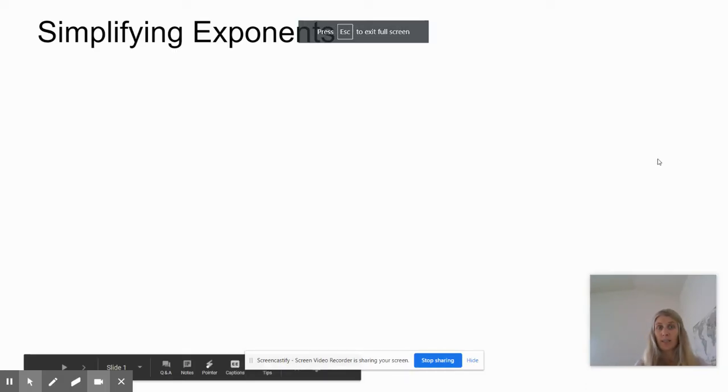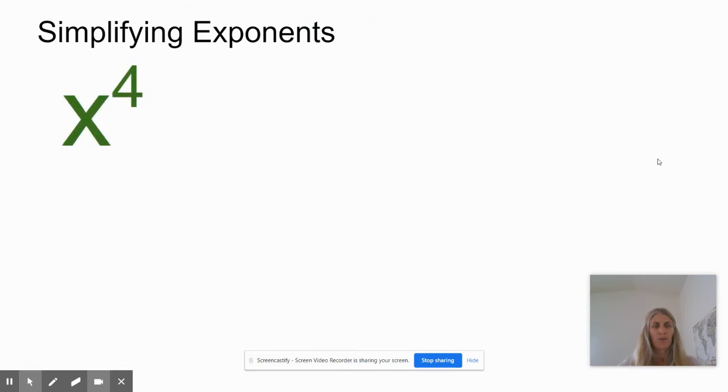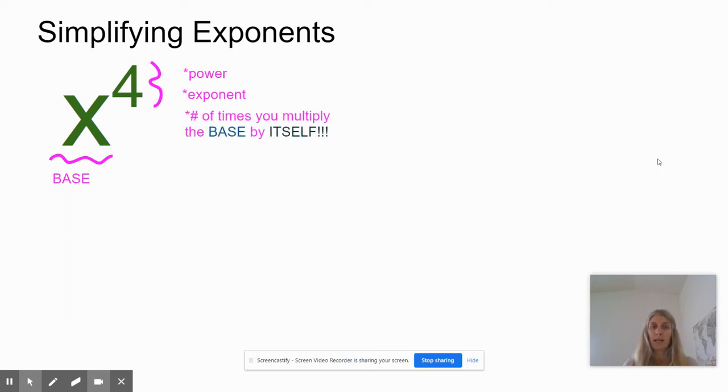Hello, ladies and gentlemen. Today we're going to work on how to simplify exponents. So first we have to remind ourselves what an exponent is. Here we have x to the fourth power, and your x, or your large standard size number, is known as the base, and your power, the little tiny number in the upper right-hand corner, is known as your power or your exponent. Now, this power, this exponent, has a very specific job to do. That tells you the number of times that you multiply the base by itself.